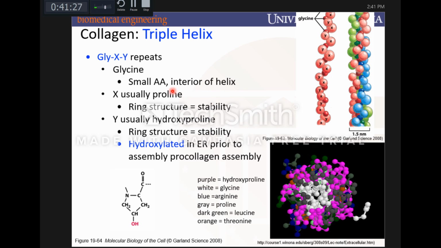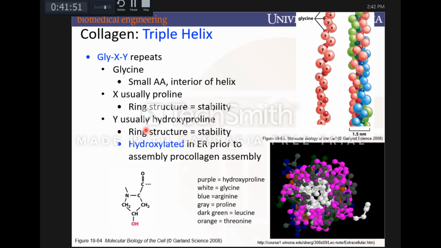So glycine, as you guys talked about in the amino acid, it's smallest. It forms the interior. So you can see here that the glycine is on the inside, because there are no residues, nothing crazy going on with the glycine, so it's going to stay on the inside. There's no side chains. X is usually proline. And we know that prolines have a really sharp bend to them. I think you guys talked about that. And that's what provides these really sharp turns in each individual helix.